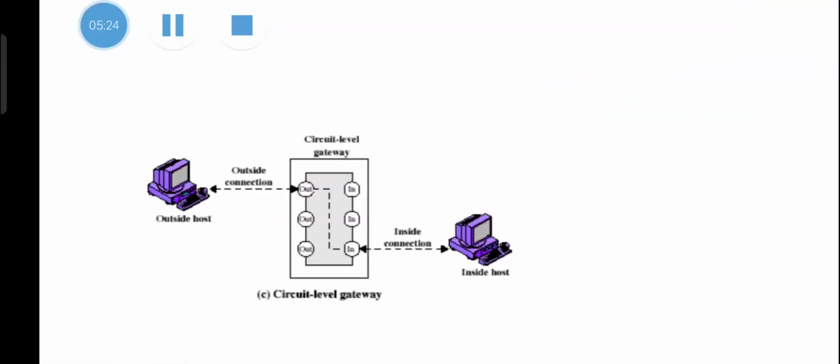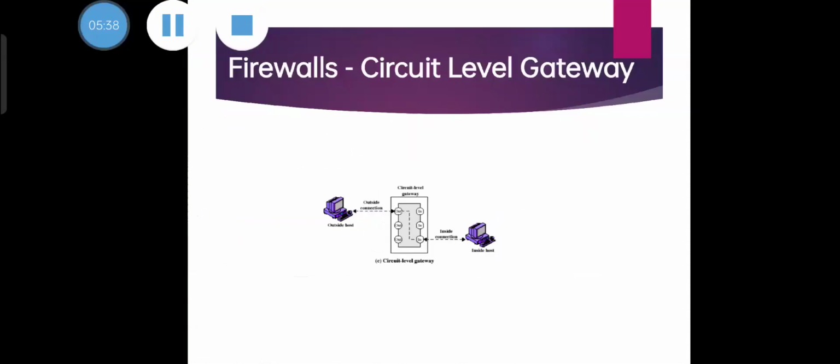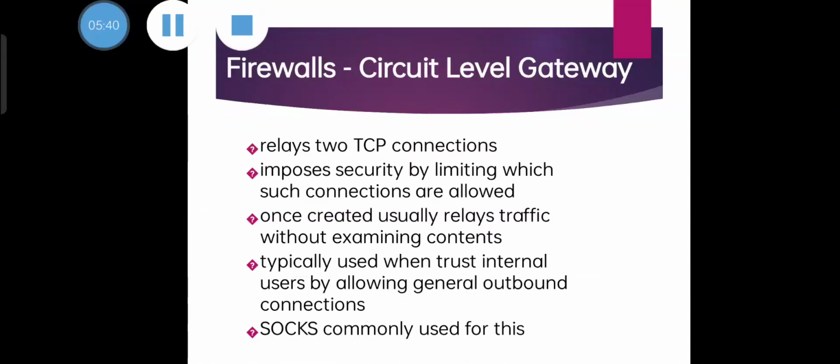Then we have a third level of gateway, called the circuit level gateway. In this circuit level gateway, there is an inside connection and an outside connection. It relies on the TCP connection and on data packets. It imposes security by limiting which connections and which data traffic are allowed, and those things are determined with the help of the socket address.